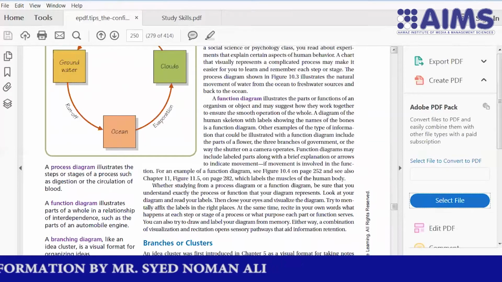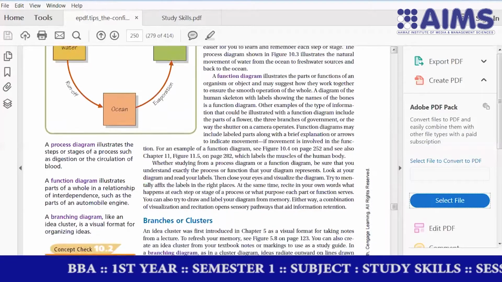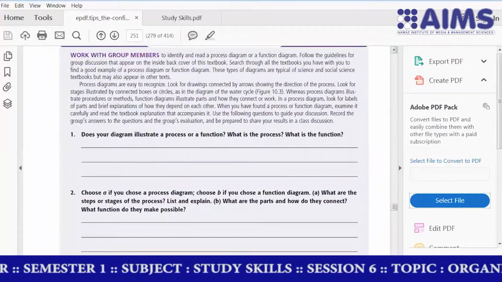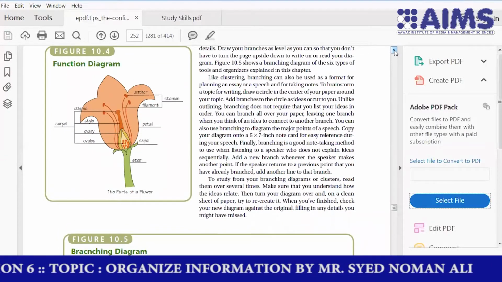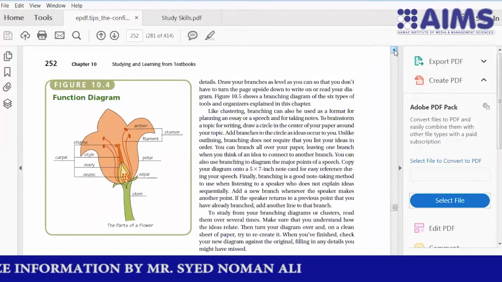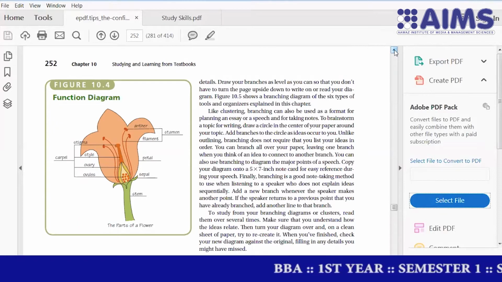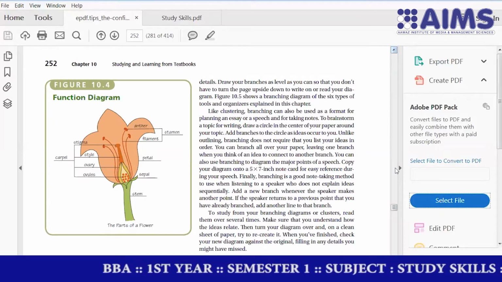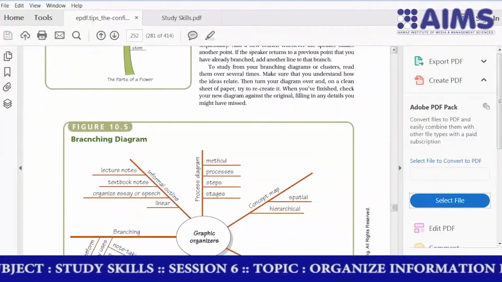Branching diagram is very good to illustrate an idea cluster. A lot of ideas are there, and it is divided into different formats, just like that. In a function diagram, you will be explained by the function. Like it is a flower, and you will explain each part of the flower by the function diagram. And in a branch diagram you will be explained like that idea cluster.